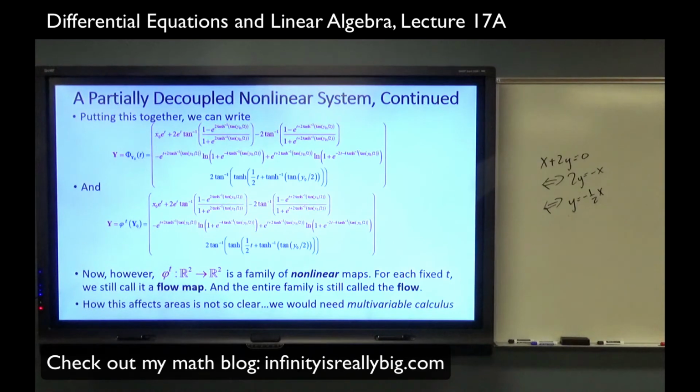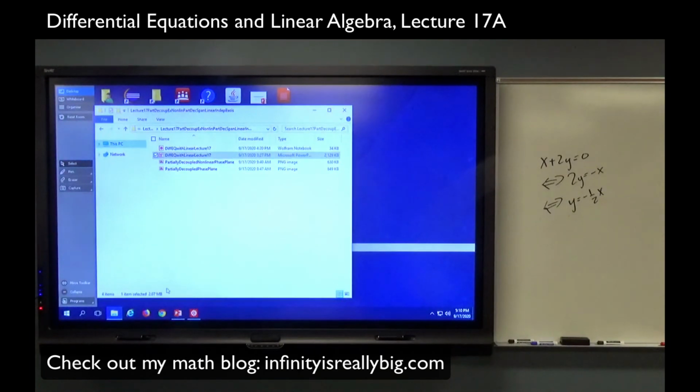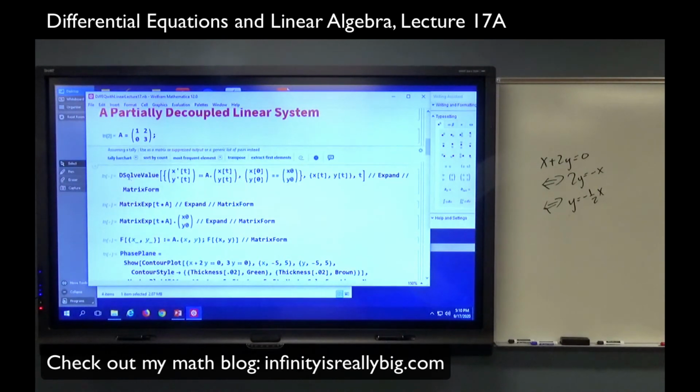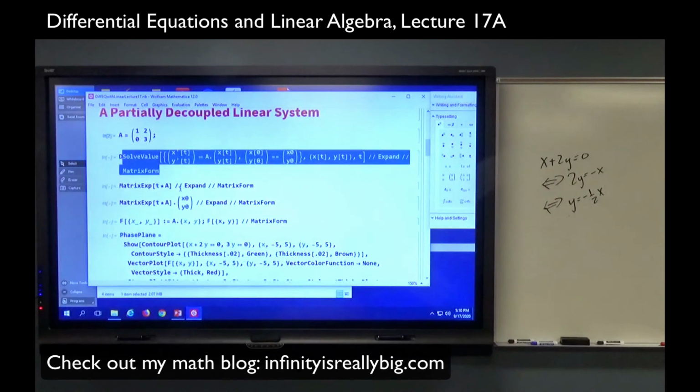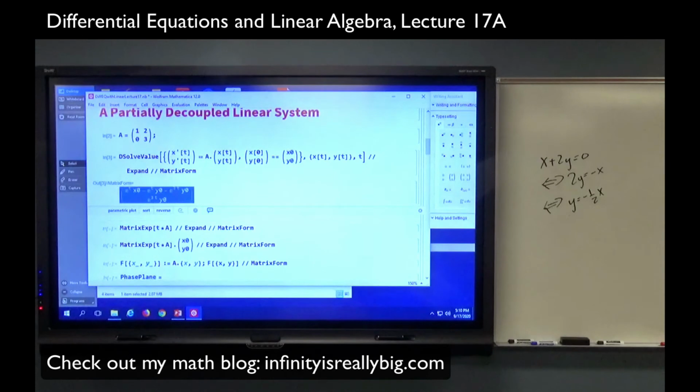Let's look at Mathematica now. This is a shorter lecture than most, and I'll try to keep the Mathematica fairly short as well. So this is the partially decoupled linear system example here. Here's where I entered the matrix A. Here I'm using DSolveValue to solve the linear system. This is the solution. As a function of t, it's a parametric curve.